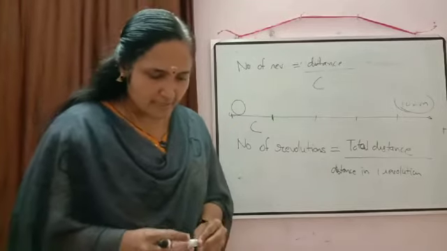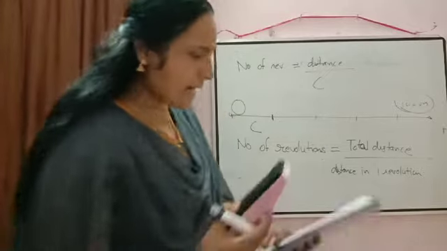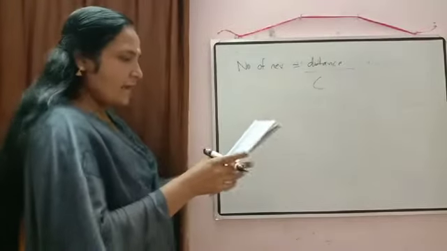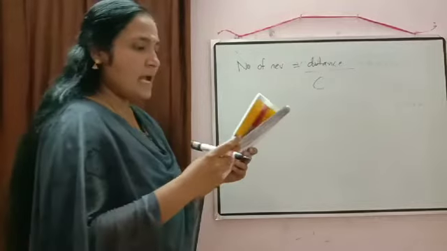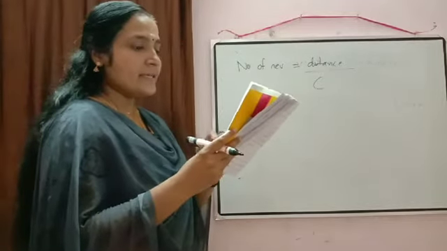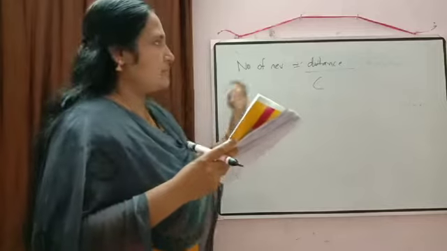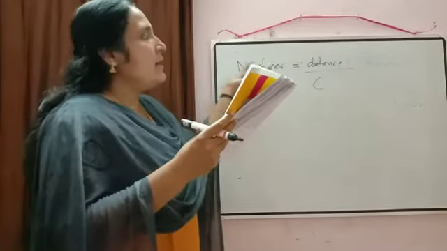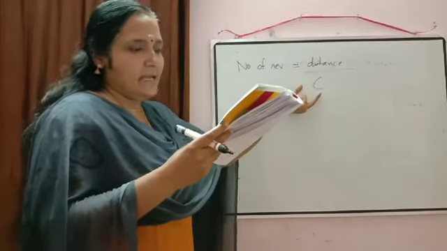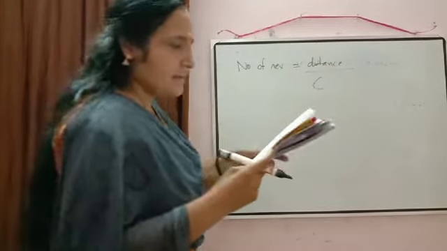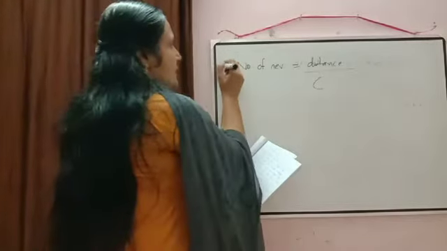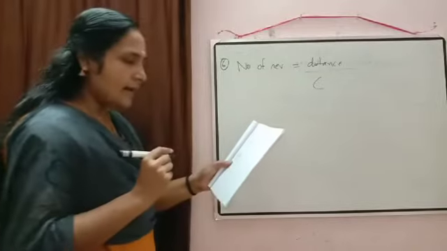So you can check here. It is written, a bicycle wheel makes 500 revolutions in moving 11 kilometer. Find the diameter of the wheel. So the same formula we can use here. Number of revolutions is given. Distance is also given. Diameter we have to calculate. So directly you can write the formula here. Number of revolutions is equal to total distance by C.